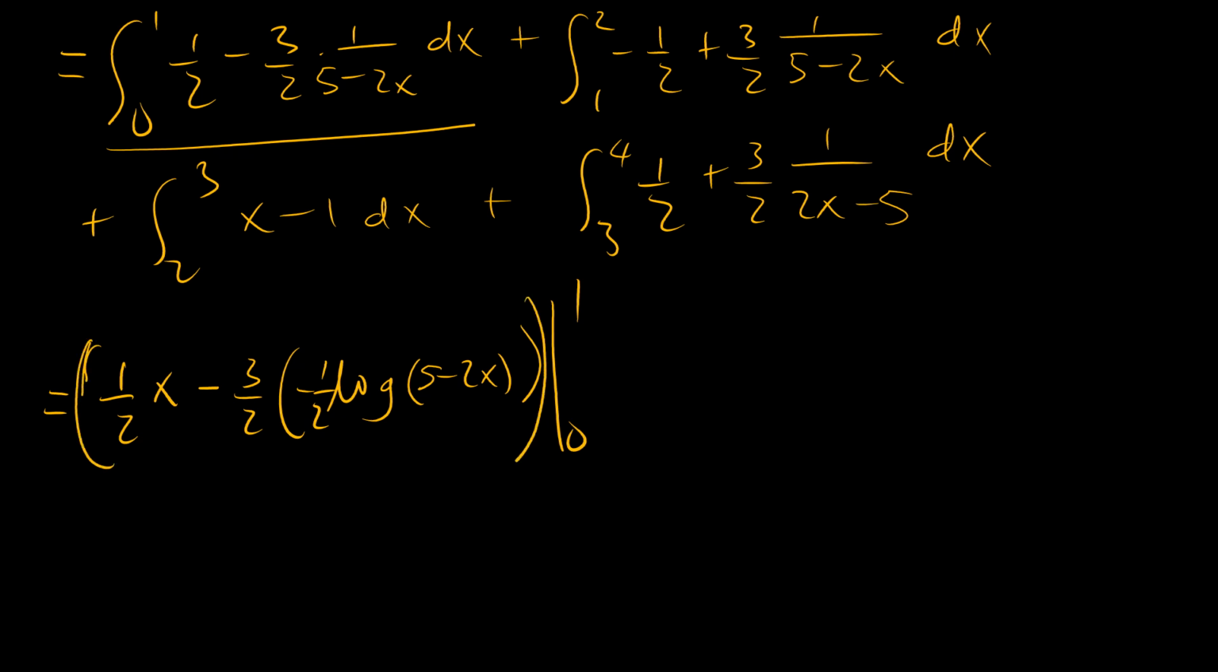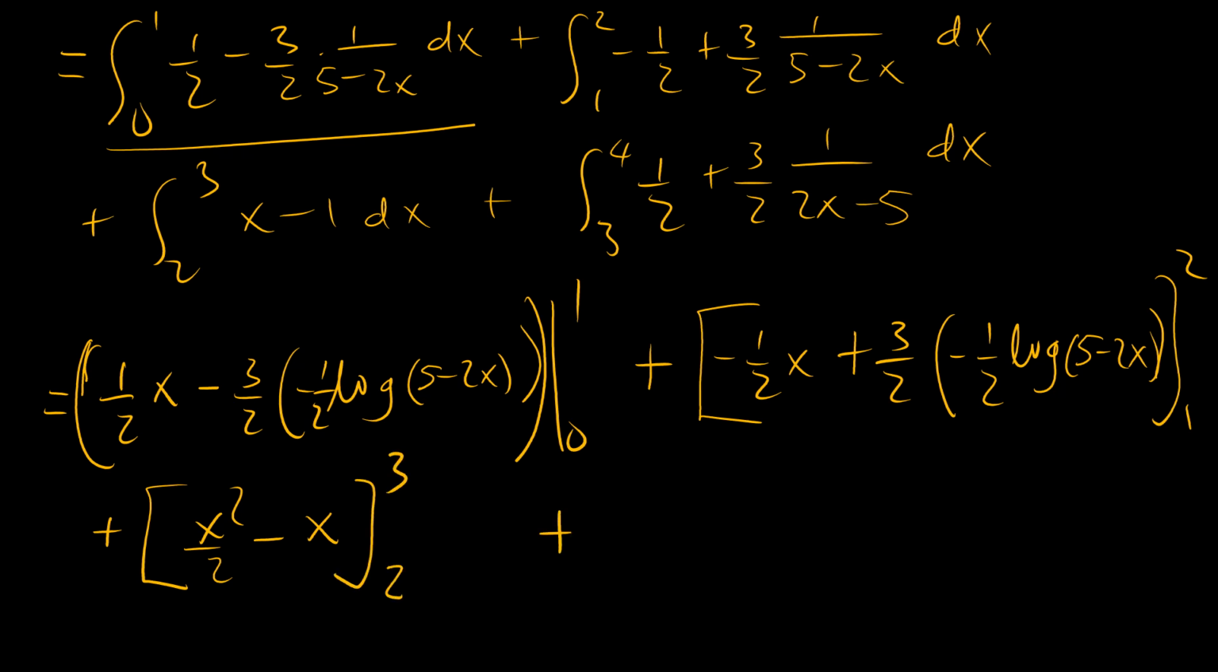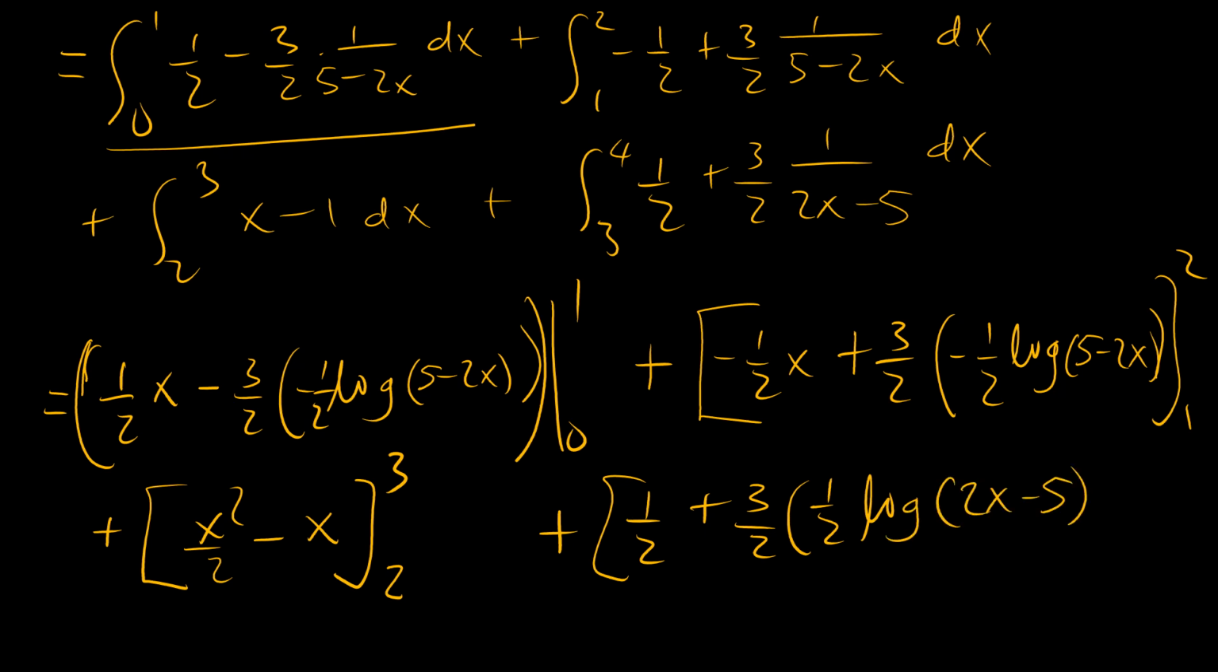Plus, I may just use the curly bracket. We have negative a half, not the curly but square bracket, plus 3 over 2 negative a half, we'll remove 5 minus 2x, 1 to 2, plus x squared over 2 minus x, 2 to 3, and we have a half plus 3 over 2, half natural logarithm of 2x minus 5, 3 to 4.